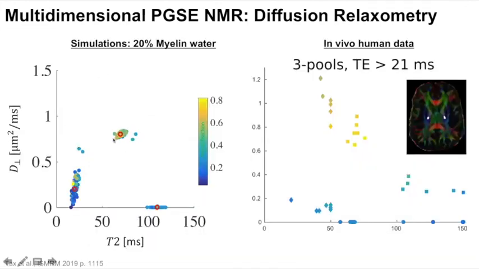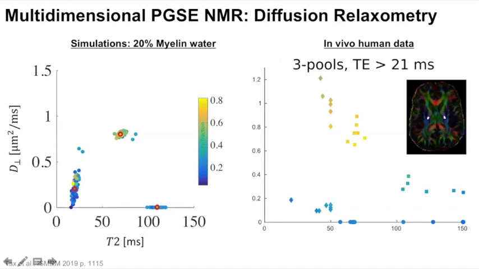This is a simulation with the acquisition settings that we use. And this is the myelin compartment with low T2 and low perpendicular diffusivity. The perpendicular diffusivity, if you look at the literature, is not expected to be completely zero, because the water can still move around in these shells.